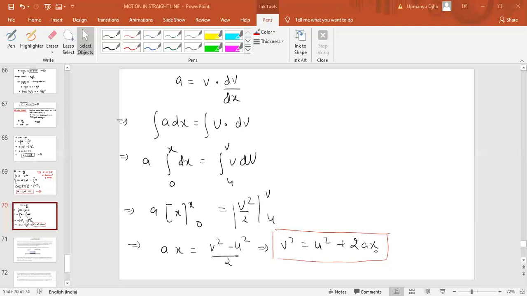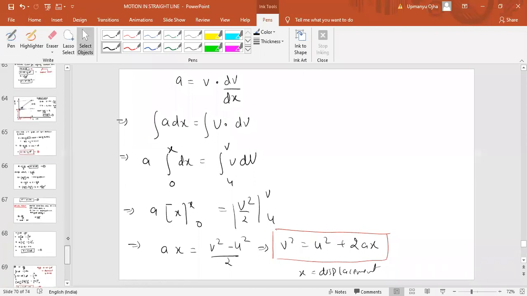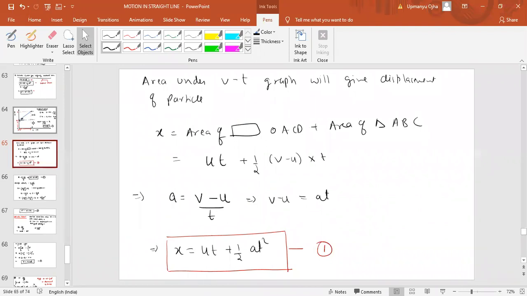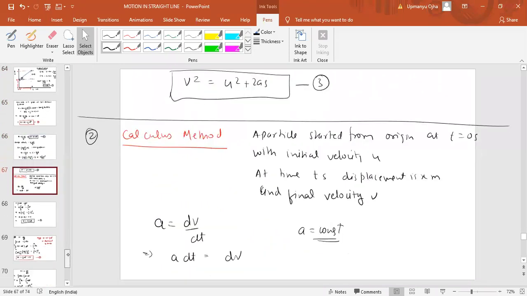Again here x will be the displacement. Wherever there is x, this x is displacement. V is the final velocity, u is the initial velocity, a is the acceleration. Okay, fine. I hope you understand all the three equations of motion. You can write it as s also. I think in the graphical method I wrote s. It can be x also, no problem. S, x, anything you write.